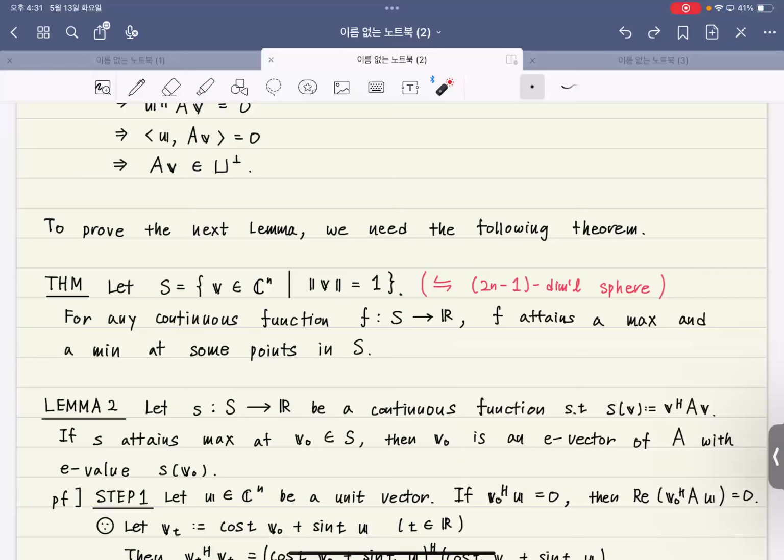Sorry, forgive me. I just want to say that S is a closed and bounded set that lies in a Euclidean space, and for any continuous function f, f attains a maximum and minimum at some point in S. Okay, so this is the point. Just forget about the (2n-1)-dimensional sphere. What really matters here is that S is a closed and bounded subset, and a continuous function f attains the maximum and minimum at some point.